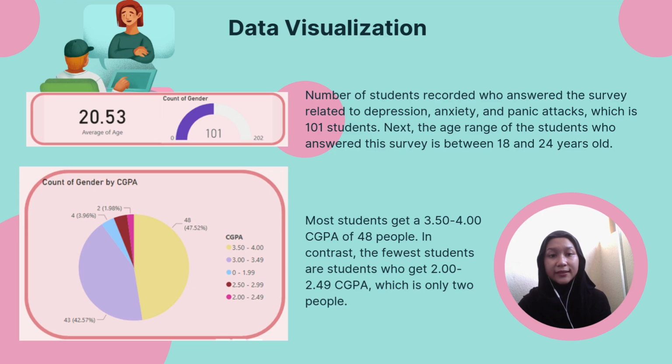Next, the second data shows the gender counts by CGPA. Here we can see that most students get a 3.50 to 4.00 CGPA, 48 people. In contrast, the fewest students are those who get 2.00 to 2.45 CGPA, which is only 2 people. This shows that most students in the university are excellent students.